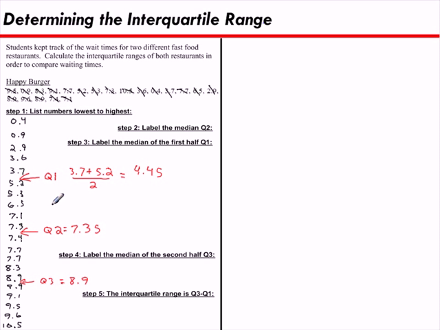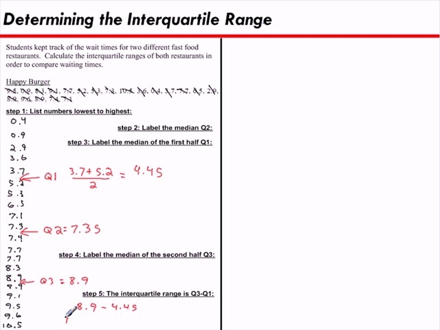Now that we labeled all 3 quartiles, or medians, the interquartile range is the distance between Q3 and Q1. And the way you find the distance between two numbers is just subtraction. So the interquartile range will be Q3, which is 8.9, subtract Q1, which we found to be 4.45. And that will give us the range. And that math turns out to be 4.45.